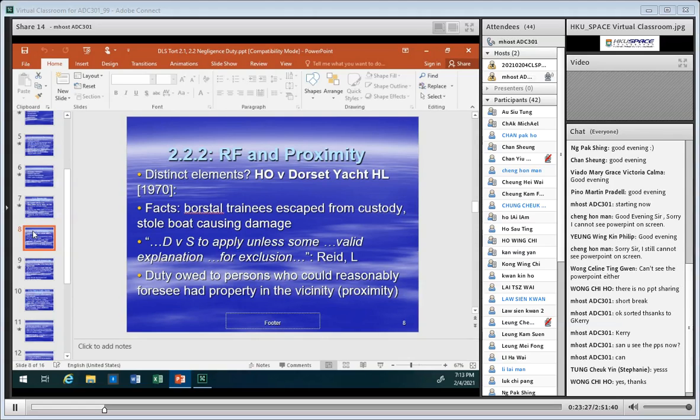So are they two separate elements, reasonable foreseeability and proximity? Certainly in Dorset Yacht, the courts treated them differently. So Dorset Yacht is a good case. I think Dorset Yacht is definitely should know, but probably not must know, but it's a good application of Donoghue and Stevenson, in which the court said we will apply Donoghue and Stevenson unless there's a good reason not to apply it. That covers pretty well everything, isn't it? Anyway.